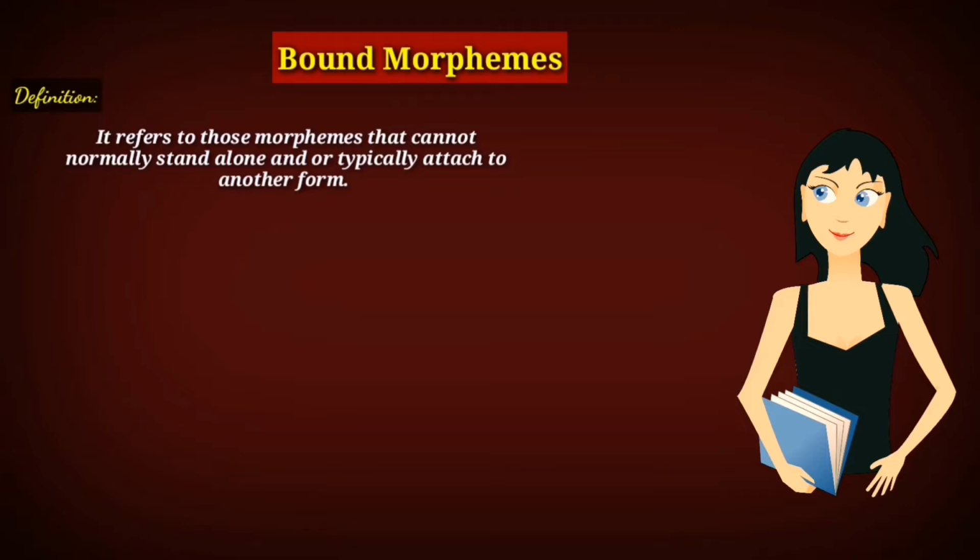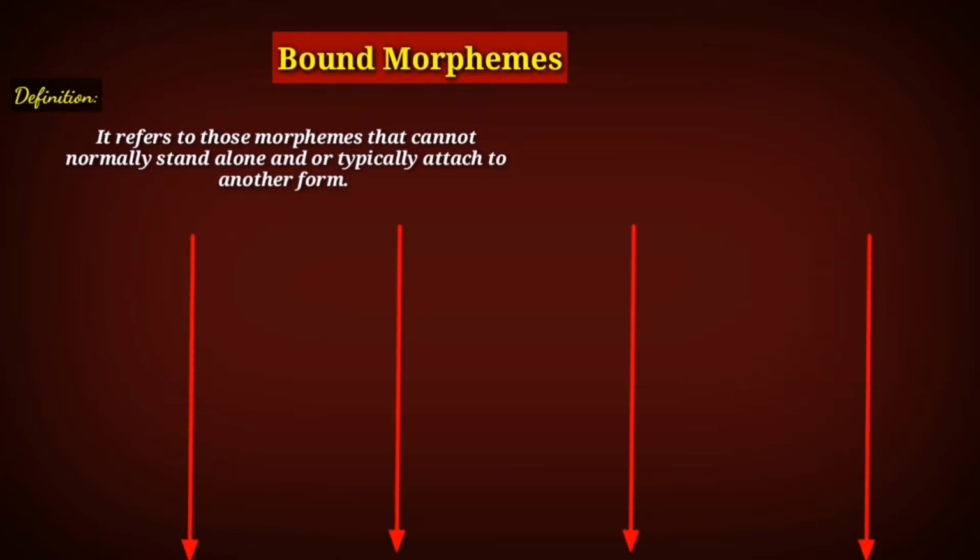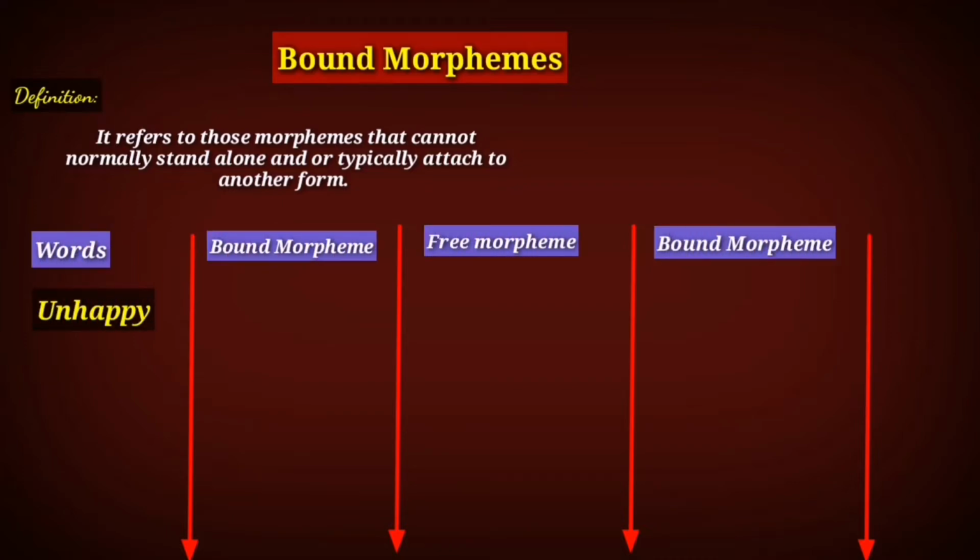To make it easier, I would say that all suffixes and prefixes are bound morphemes in the English language. For example, just look at the word unhappy. This word consists of two morphemes. The first one is un, which is a bound morpheme, because if you use it in isolation, it cannot stand alone by itself. The second one is happy, and it is a free morpheme because it can stand alone as a word. The other point is that a bound morpheme is attached to it.